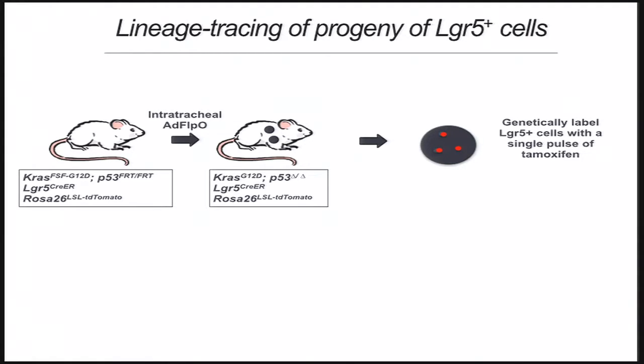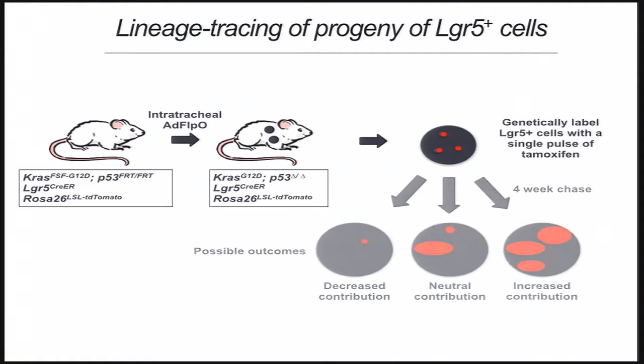And then you can wait and ask what happens to that clone of cells over time. If those cells are no more capable of propagating the tumor than the rest of the cells in the tumor at that time, their proportion won't change over time, as shown in the middle. If they're less able to propagate the tumor, you'll see fewer of those cells over time. But if those are the cells that propagate the tumor, their proportion within the tumor mass will increase.